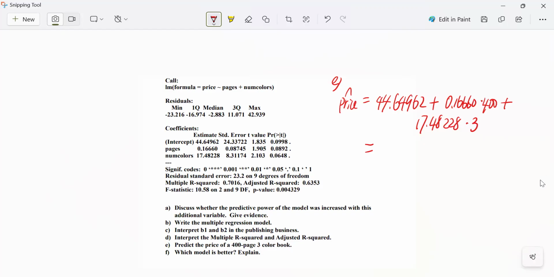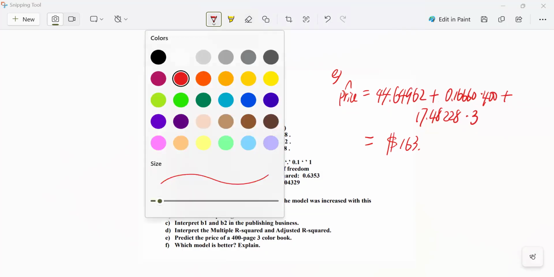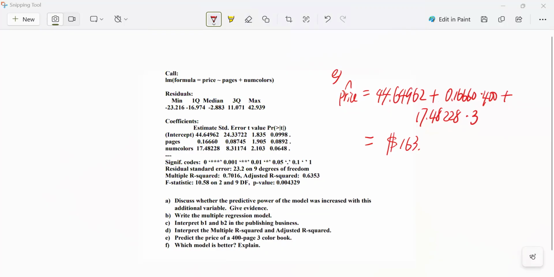44.64962 plus 16660 times 400 plus 17.48228 multiplied by 3, and then that turned out to be $163.74 approximately. That's part E, and then part F.